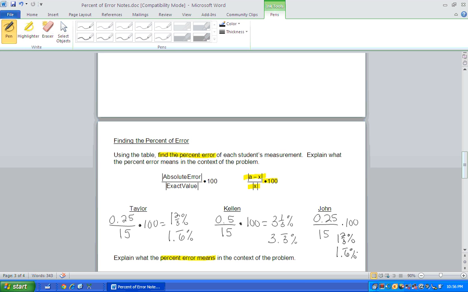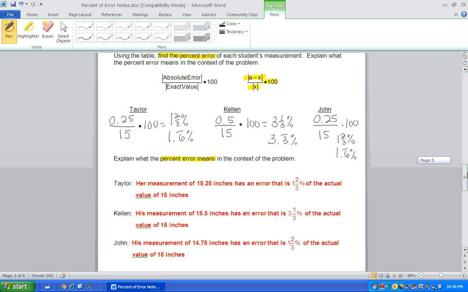Now we're going to explain what the percent of error means. Now this is different than the absolute error, because for absolute error we got a number. Now for percent error we're going to get a percent. So go ahead and pause the video and record those responses.